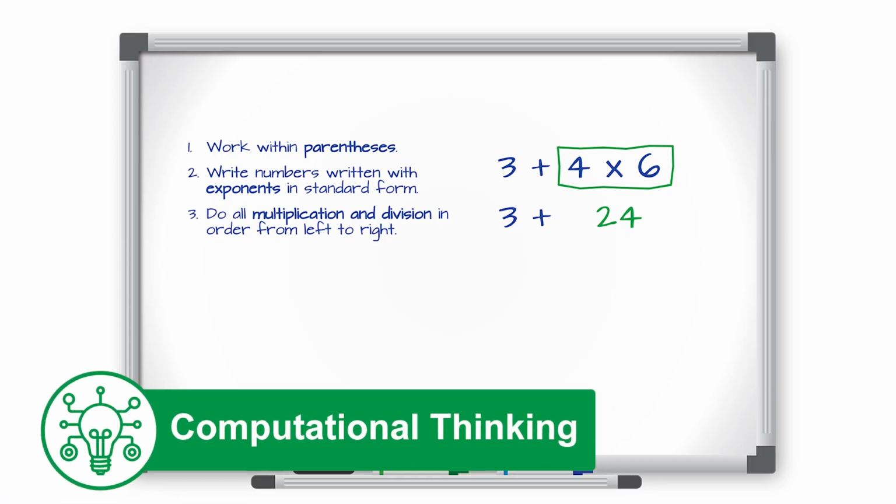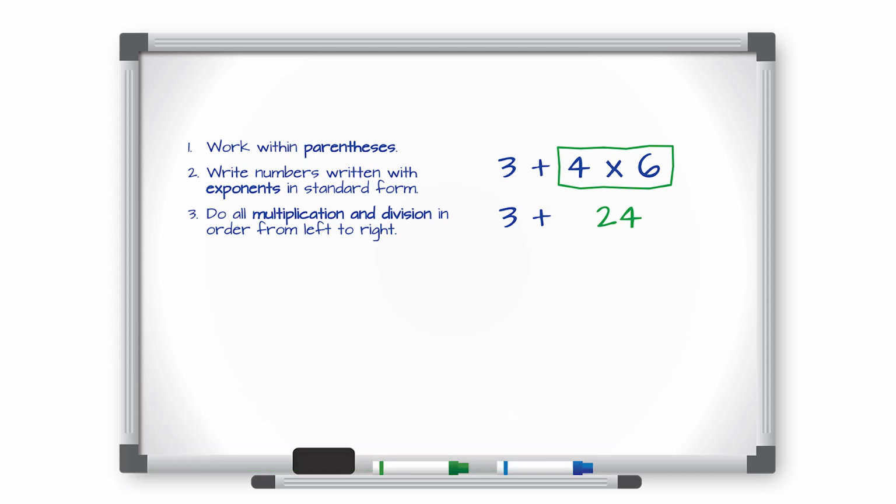Now, the step said do all multiplication and division in order from left to right. Is there any more multiplication or division we need to do? Not in this case, right? I don't see any more. So I think we can move on.